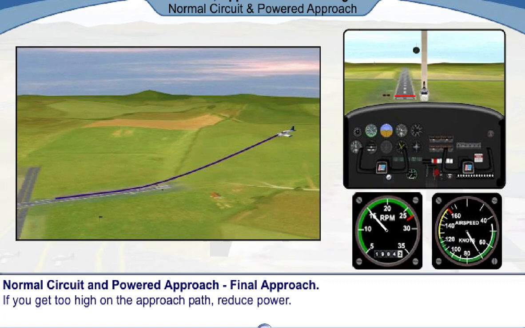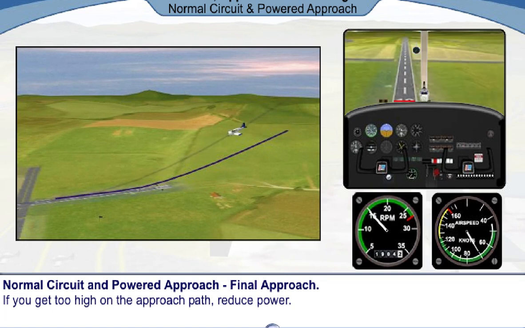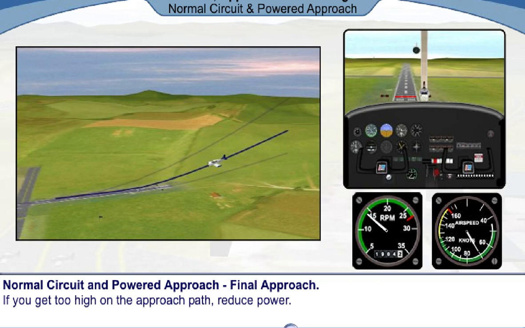If you find yourself getting too high on the approach, the aiming point will appear to move down the windscreen. In this case, you reduce power, taking care to maintain the correct approach speed by adjusting your attitude if necessary. Having reduced power, you should find that the aircraft returns to the correct approach path. You may find that you have to increase power again by a small amount to maintain the correct approach path.